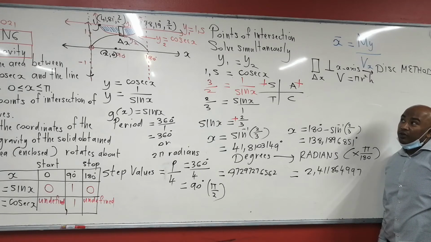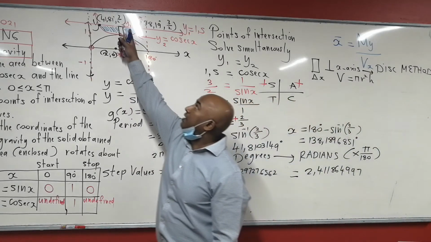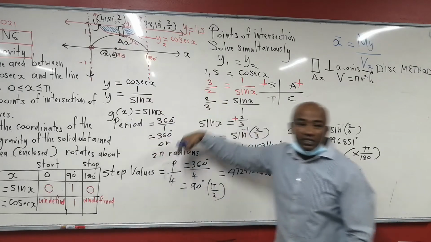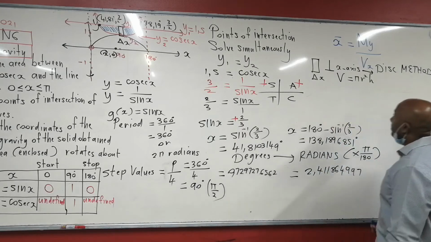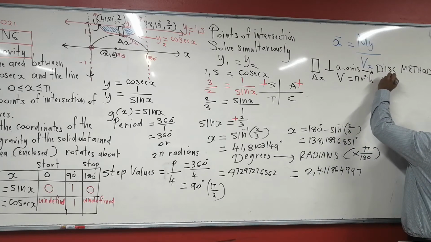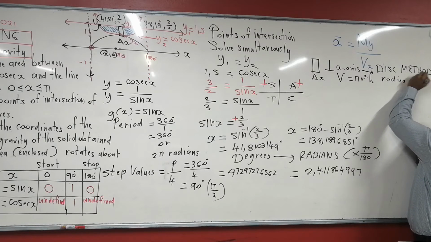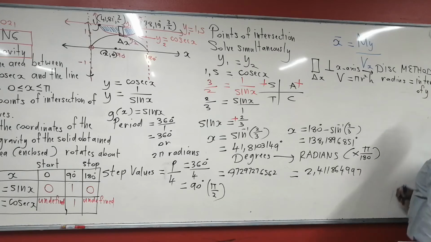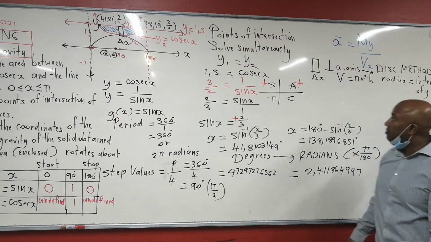We are dealing with two graphs now. You can see what's touching the top is y1, what's touching the bottom is y2. So it will be volume of the top graph minus volume of the bottom graph. Your radius is measured in terms of y. You can see going around the x-axis, your radius is in terms of y.